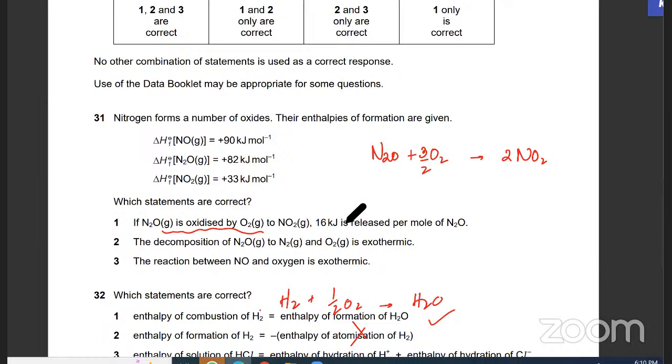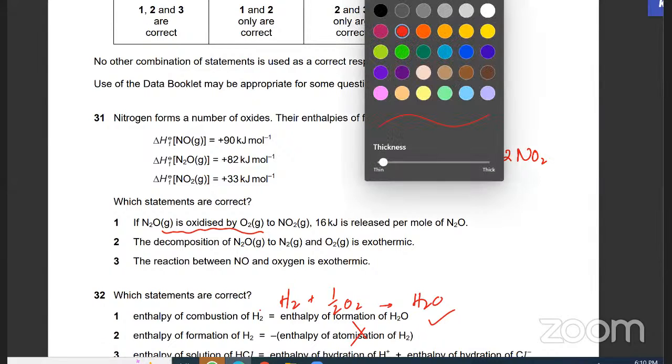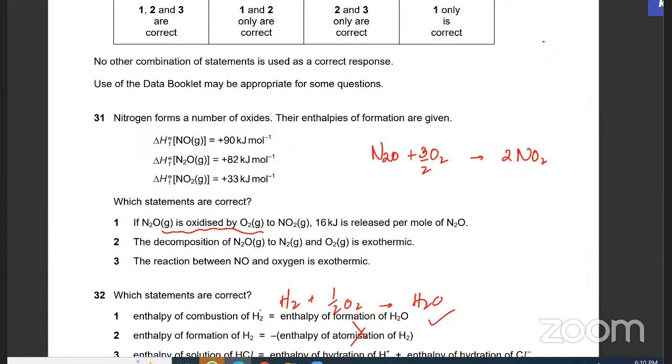He's saying this reaction requires 16 kilojoules. So does it? What data do we have about this reaction? The data that's given is, we know the enthalpy of formation of N2O, that's given over here.